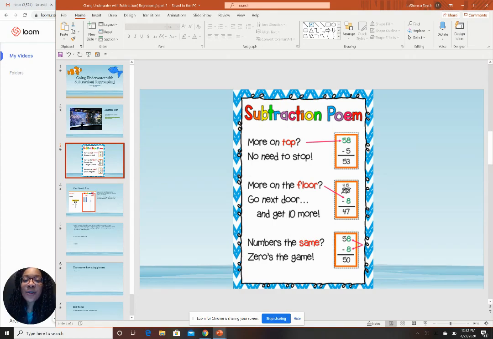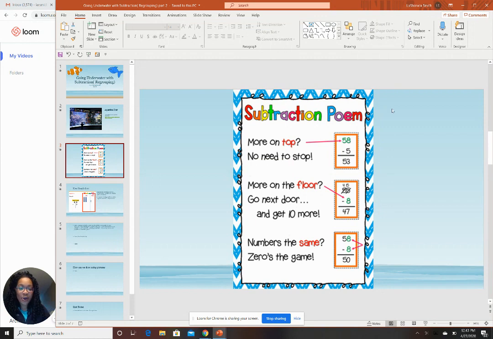So last week we went over the subtraction poem, and I wanted to go over it again just to help us with our regrouping and what we do in the rules with subtraction. So I'm just going to go through it and talk about the cards. So we're going to look at this. If you have more on top, no need to stop. More on the floor, go next door and get 10 more. Numbers the same, zero's the game.